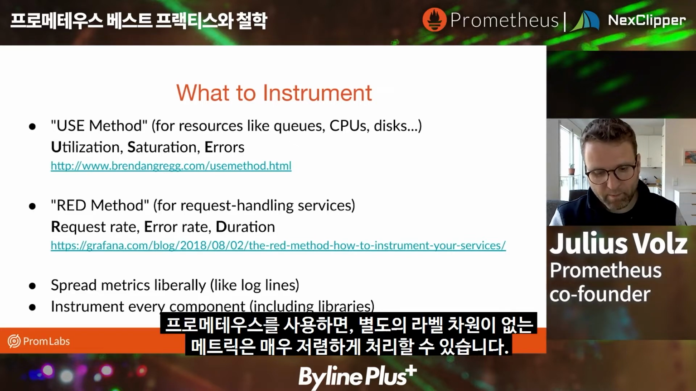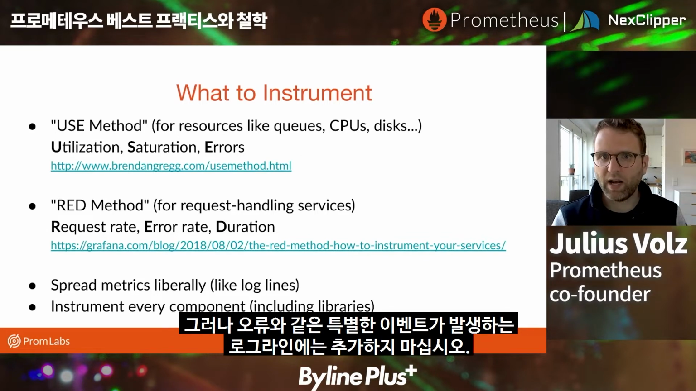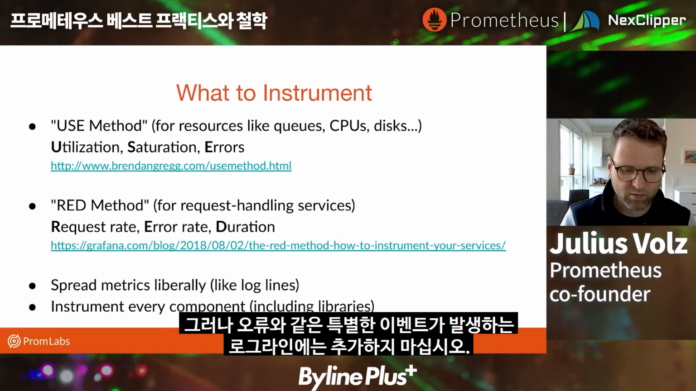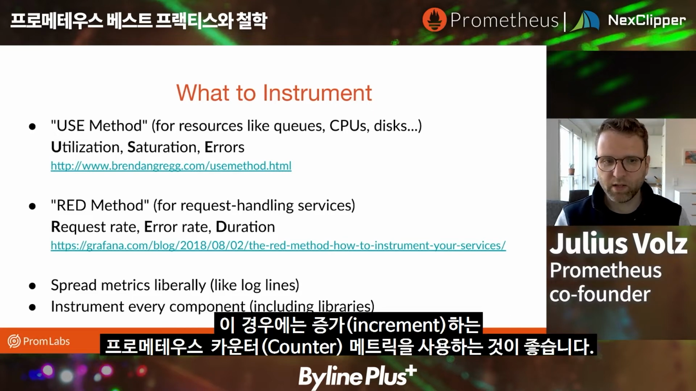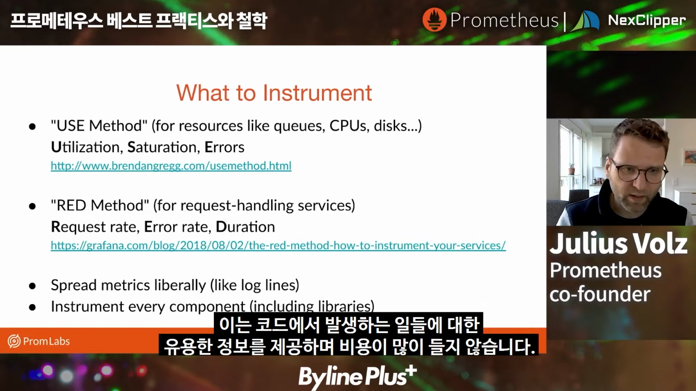With Prometheus, metrics that don't have any separate label dimensions on them are really cheap. So there I would advise you to really spread them very liberally in your code. Everywhere where you typically would have had a log line to log that a special event is happening, especially for errors, don't even think about it. Put a Prometheus counter metric there, just saying increment every time that piece of code is hit. It gives you a lot of valuable information about what's happening in your code, and it doesn't cost a lot.